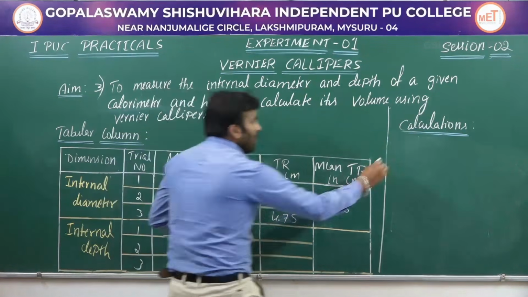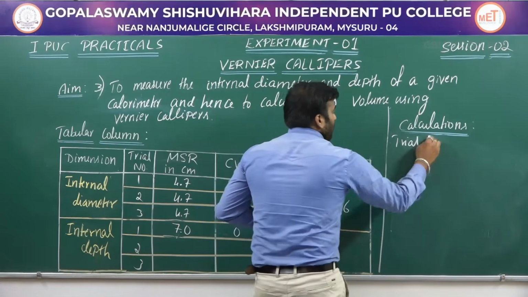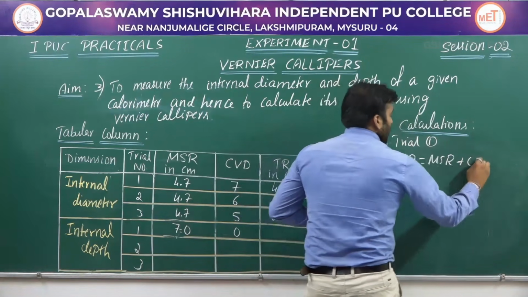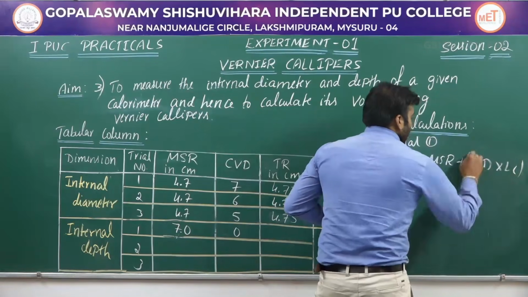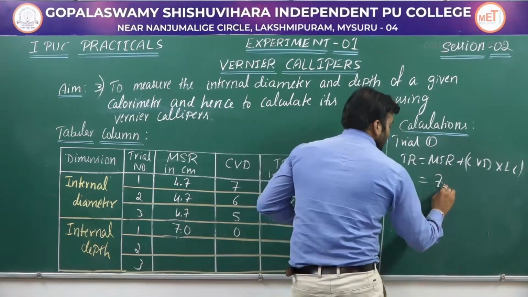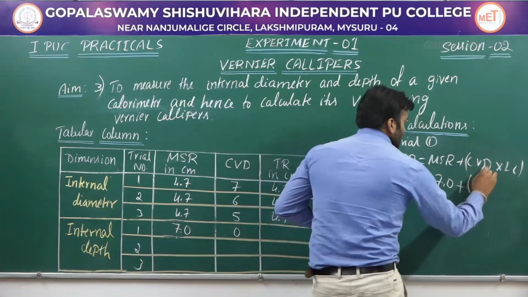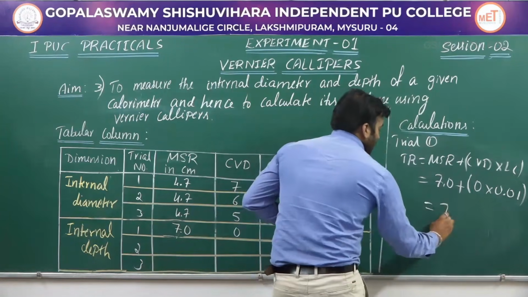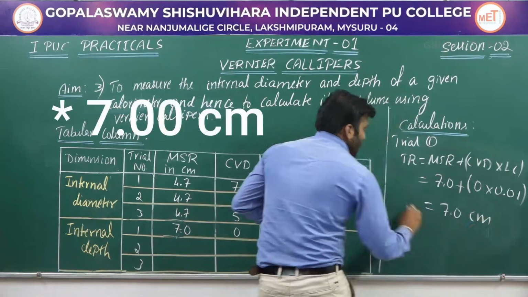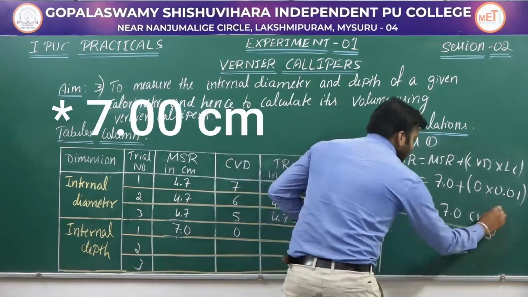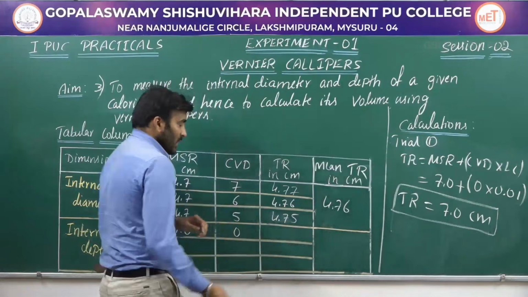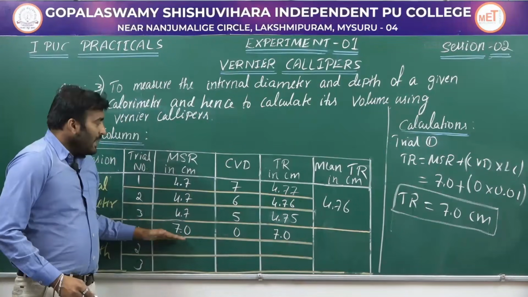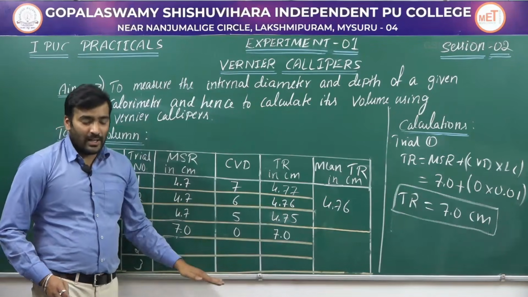If you find the total reading for trial number 1, let us use the same formula: MSR plus CVD into LC. The main scale reading is 7.0, plus CVD is 0 into least count 0.01. Therefore, the total reading is equal to 7.0 centimeter. Let us write this. Let us find the main scale reading and CVD for two more trials.